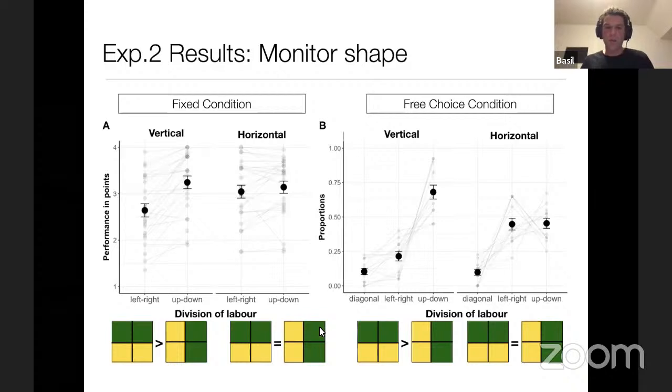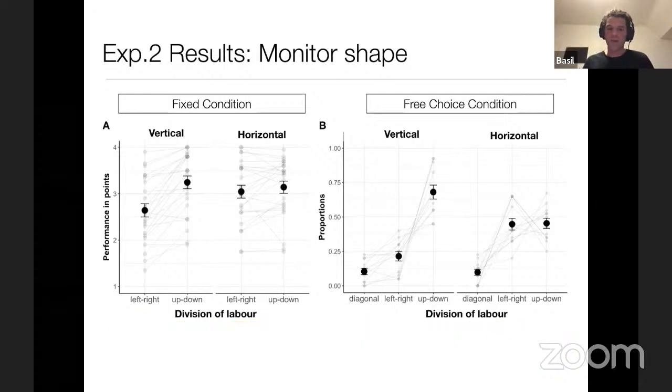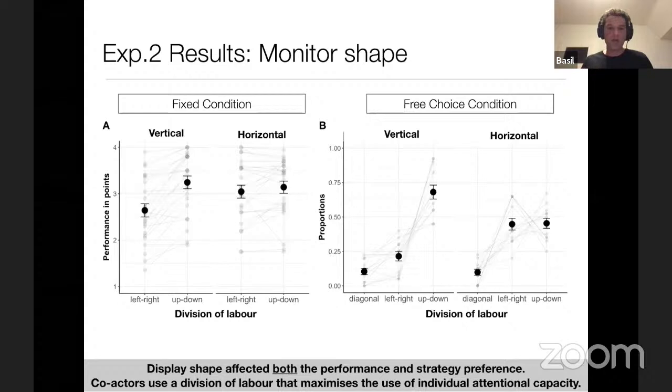In essence, whenever there's a performance advantage for a particular display shape, participants are sensitive to it and use their according labor division strategy. So the conclusion here is that display shape affected both the performance and the strategy preference. So co-workers use a division of labor that maximizes the use of additional individual attentional capacity.